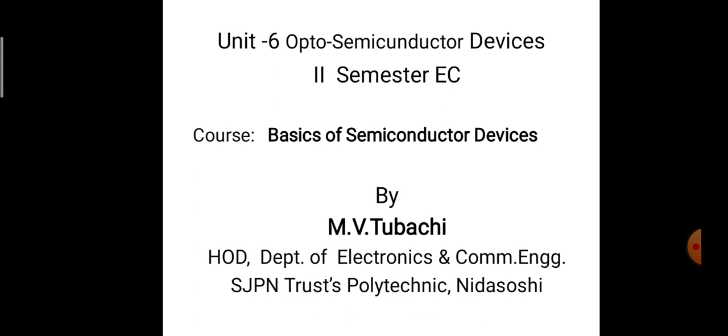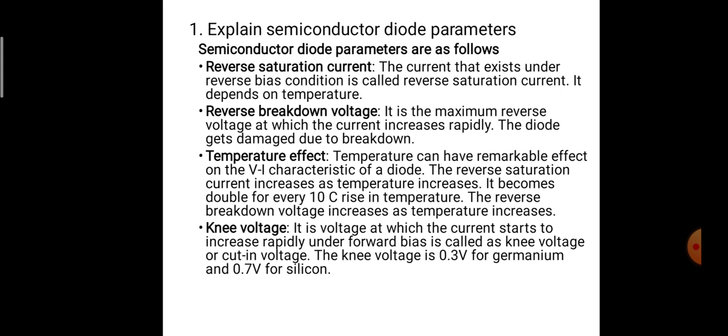Second semester Electronics and Communication Engineering course, Basics of Semiconductor Devices. Unit 6, After Semiconductor Devices. Now we are discussing the question paper questions along with answers. First question: explain semiconductor diode parameters.